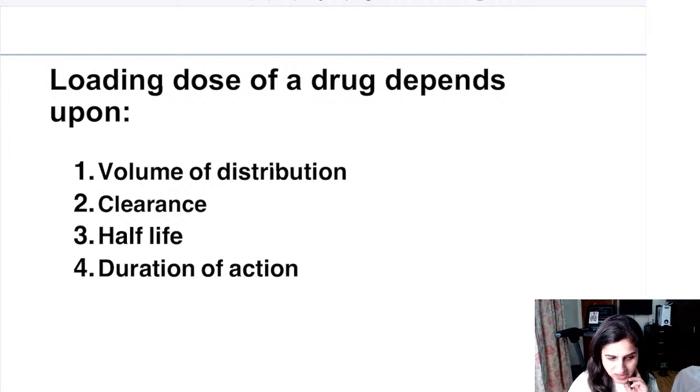Now coming to the next question, which is loading dose of a drug depends upon. Loading dose of a drug depends upon volume of distribution, clearance, half-life or duration of action. Loading dose of a drug depends upon volume of distribution, clearance, half-life or duration of action.